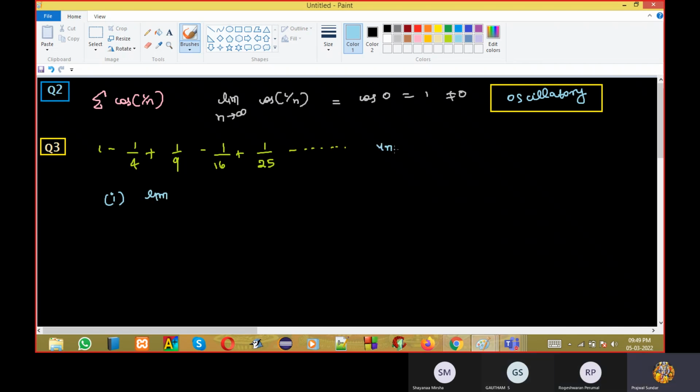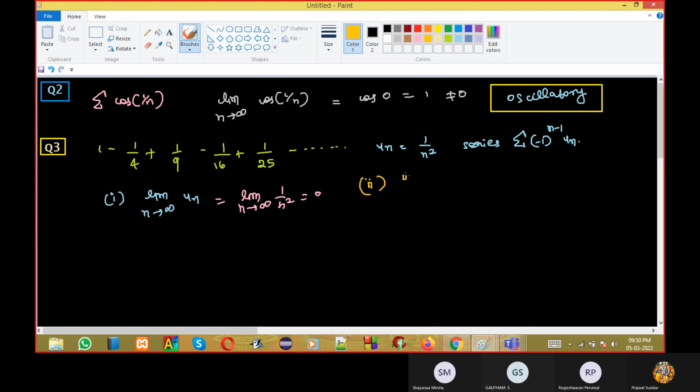First, what is u_n? u_n is 1 by n squared. Always write this in every question. So I'm writing limit as n tends to infinity of u_n, which is limit of 1 by n squared, equal to 0. And second, u_n by u_(n+1) is (n+1) whole squared by n squared, which is greater than or equal to 1 for all n belonging to natural numbers. So both conditions of the Leibniz test are satisfied. So I can say sigma (-1)^(n-1) u_n is convergent.